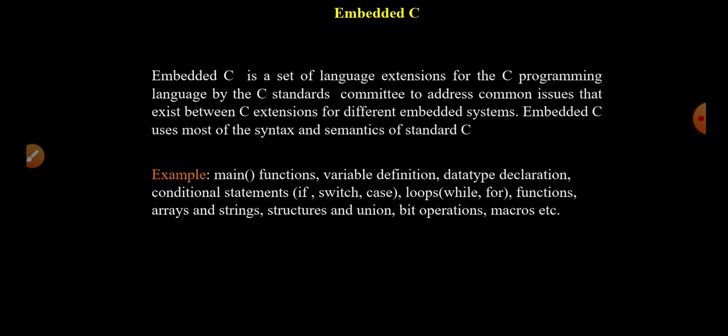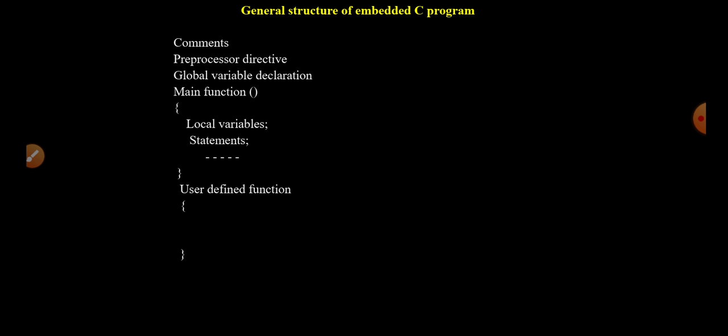Okay, so already we said that embedded C is an extension of the C language that finds its application in embedded systems to write embedded software or the embedded program. Embedded C was developed to overcome the limitations that exist in the C language to write programs for various microcontrollers. Right? So coming to the general structure of an embedded C program.